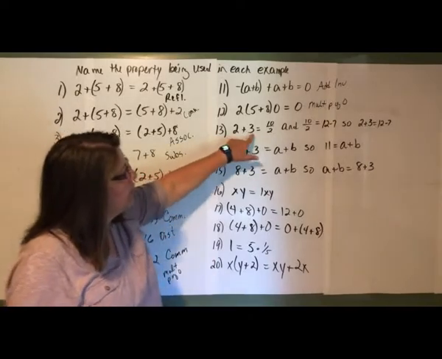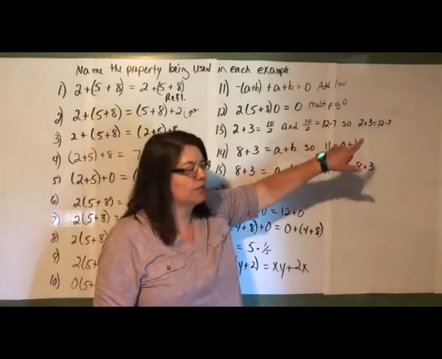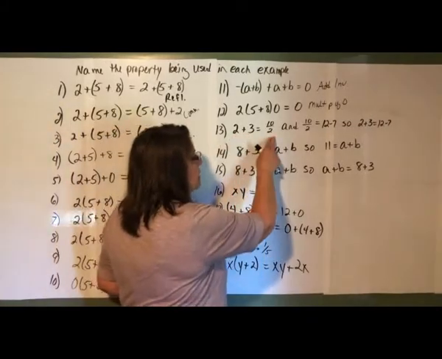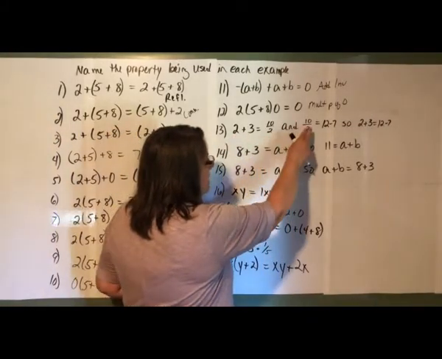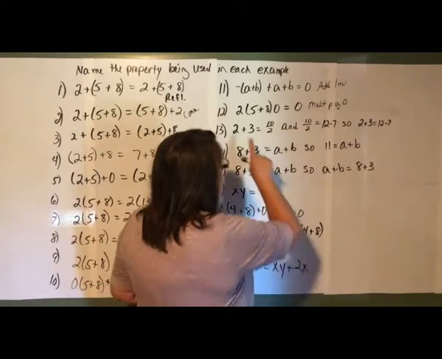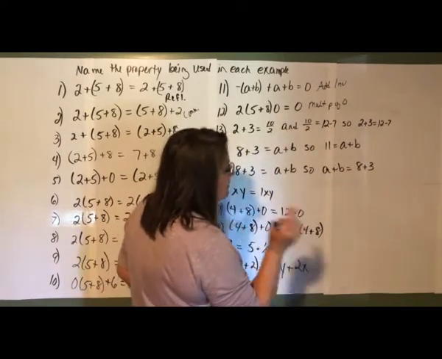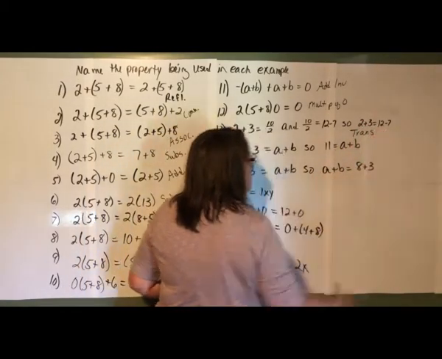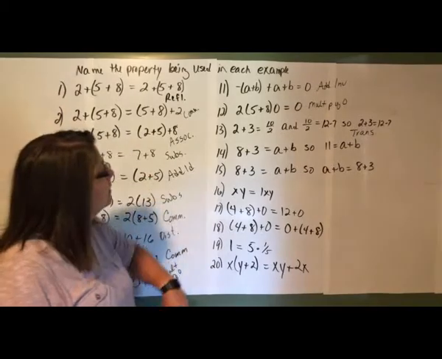For this one, first thing I noticed are 3 equal marks. That's probably transitive, but let's just double check. 2 plus 3 equals 10 over 2. And 10 over 2, the second thing, equals the third thing, 12 minus 7. So 2 plus 3 equals 12 minus 7. That is the transitive property.